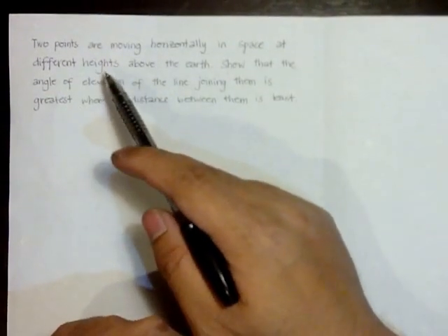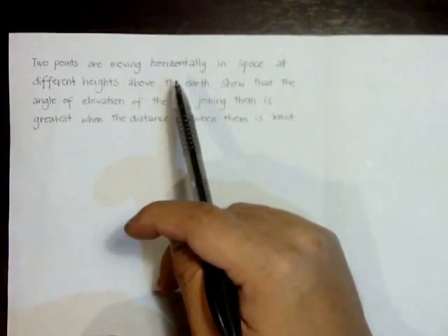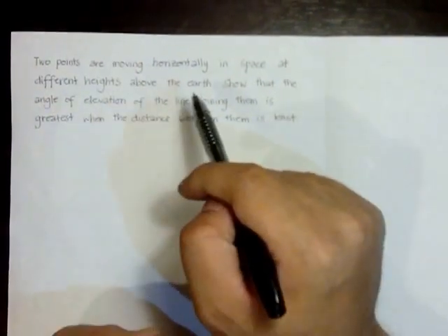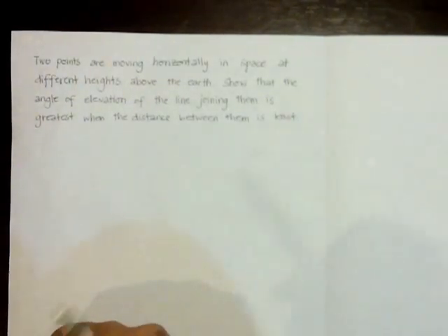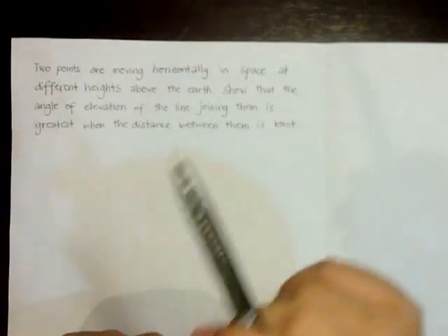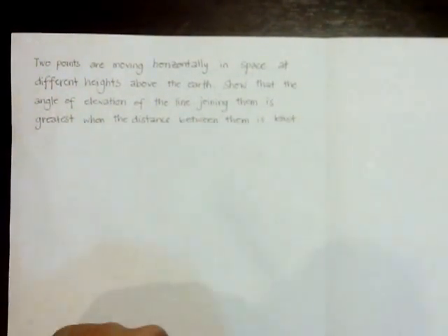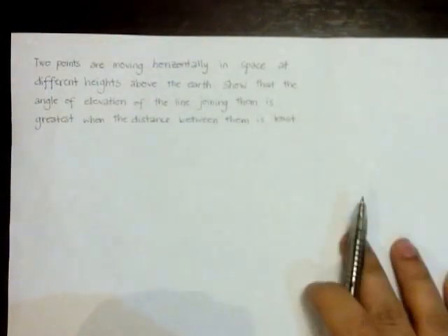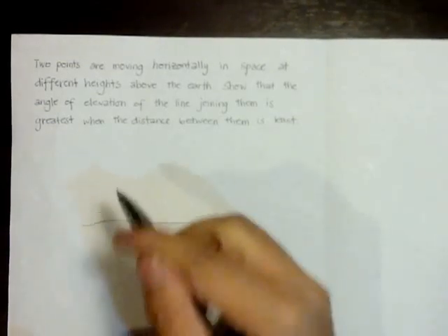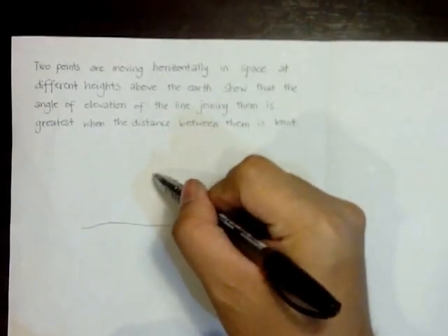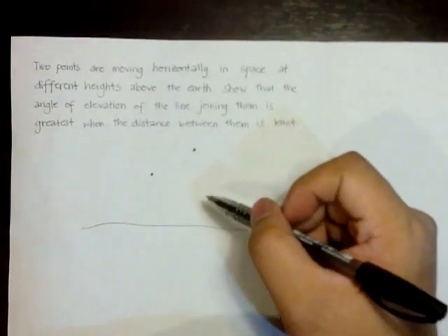So let's start to analyze first what the situation is here. There are 2 points which are moving horizontally. That means if these 2 points are in space with different heights, then they are moving parallel to the ground or to the surface of the earth. So if this is the surface of the earth, then the 2 points are here in space, so they have different heights.